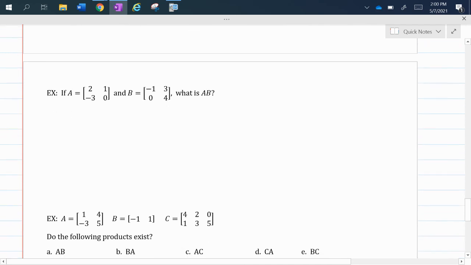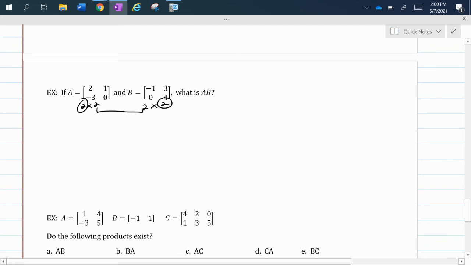Matrix A is a 2 by 2. So we've got a 2 by 2 matrix. And B is also a 2 by 2. So the columns in the first is equal to the rows in the second. So therefore, the product will be a 2 by 2. So I'm going to make a chart. And these are the rows. So I'm going to use the rows from the first matrix. 2, 1 is the first row, and negative 3, 0 is the second row. And then the columns from the second matrix. So it'd be negative 1, 0 down, and then 3, 4 down, like that.